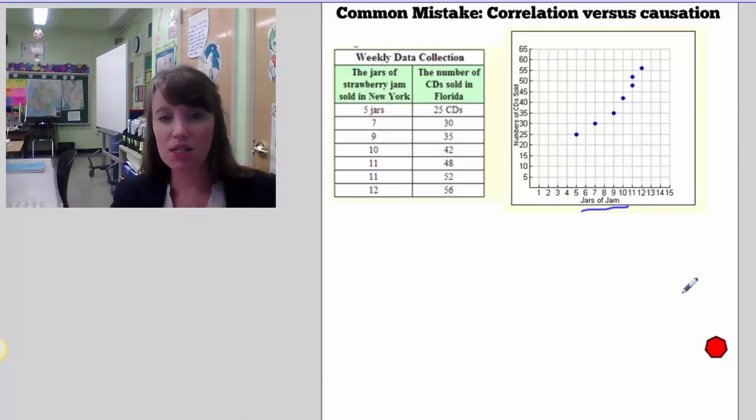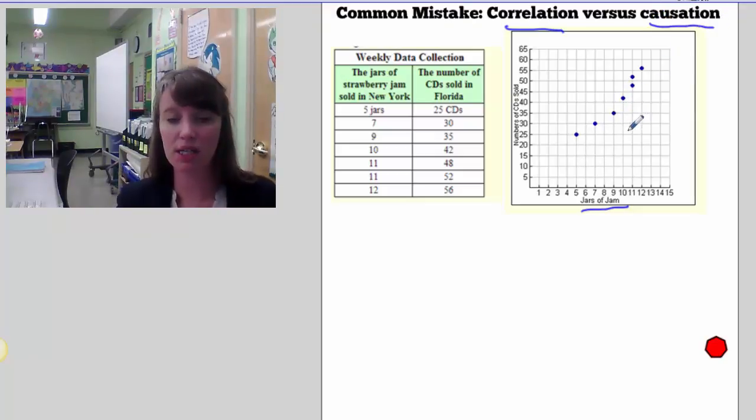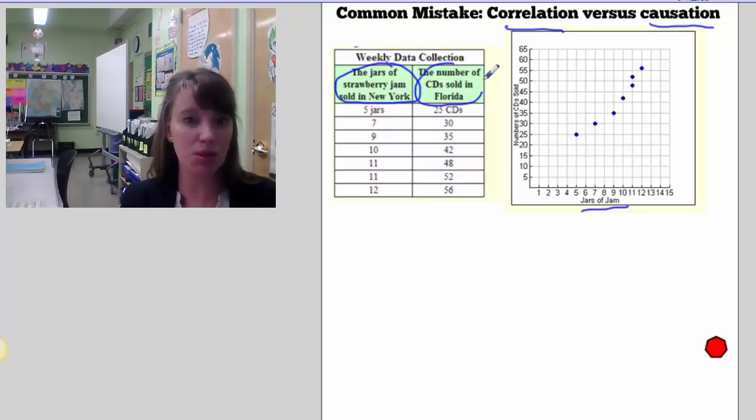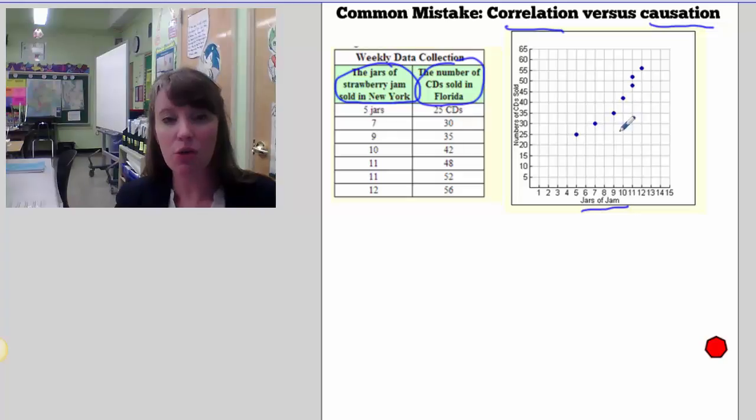So this is a situation where these variables appear to have a strong positive correlation. It looks like their correlation coefficient is close to 1. It doesn't mean that one causes the other. This is a really important idea in statistics. Just because it appears that there's a relationship between them doesn't mean that because jars of jam were sold in New York State, this caused CDs to be sold in Florida. There might be another variable.